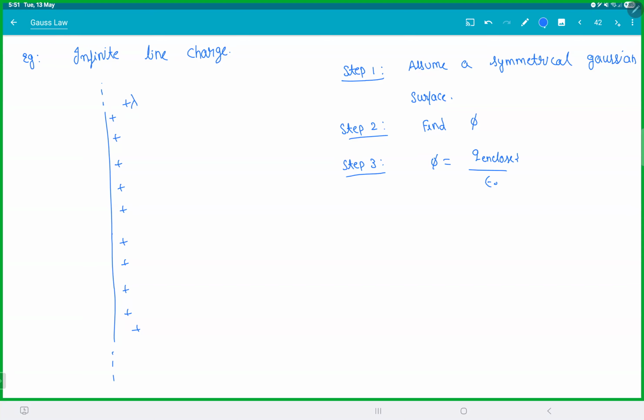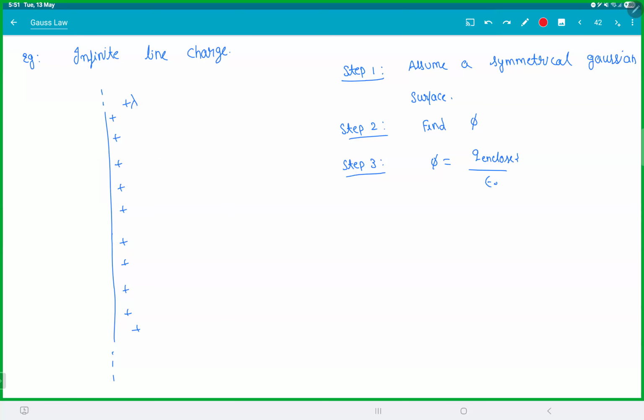Can someone tell me what is a symmetrical shape here? Is a sphere a symmetrical shape? Again, let me ask you, what do you mean by symmetry? For every point on that shape, the line should look symmetrical. Do you think for every point here, can you see the distances are different for the sphere? So sphere is not a symmetrical shape.